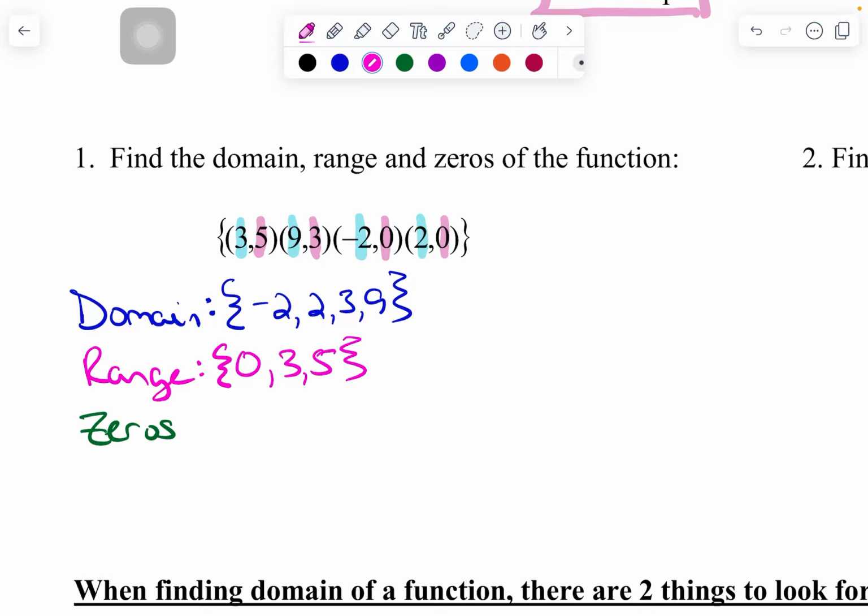Okay? And then the zeros: I'm going to go ahead and erase the little highlighting I did there. What x values make your function equal to 0? Well, here's a 0 and here's a 0. And those x values were -2 and 2. So the zeros of this function would be -2 and 2. All right, so we found the domain, the range, and the zeros. Let's move on to number 2 here. And yes, all of those are the answers.